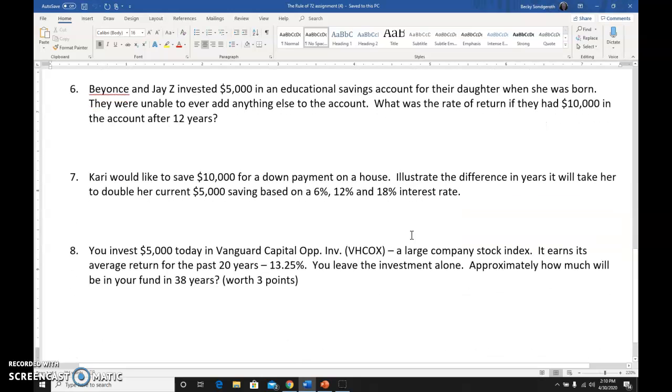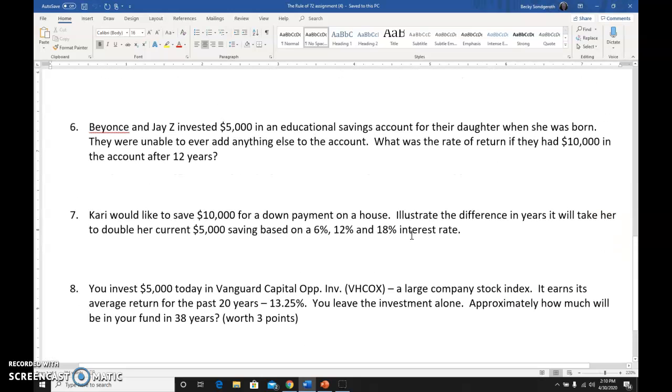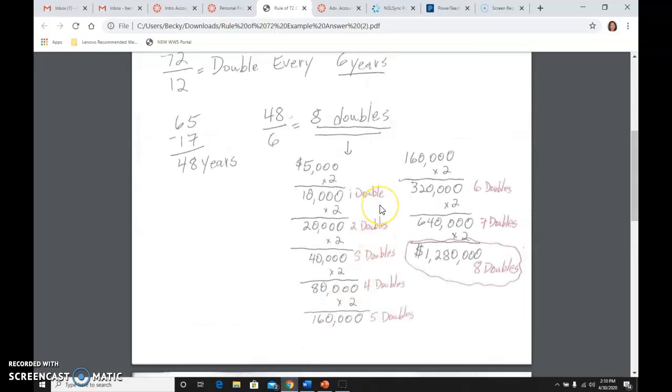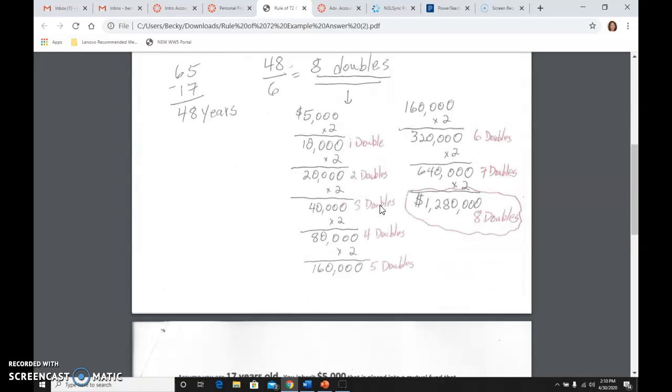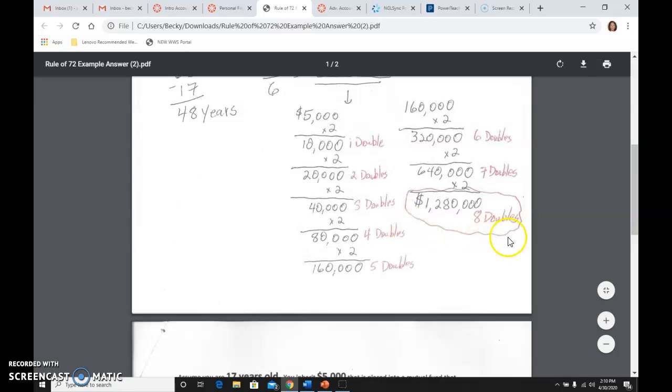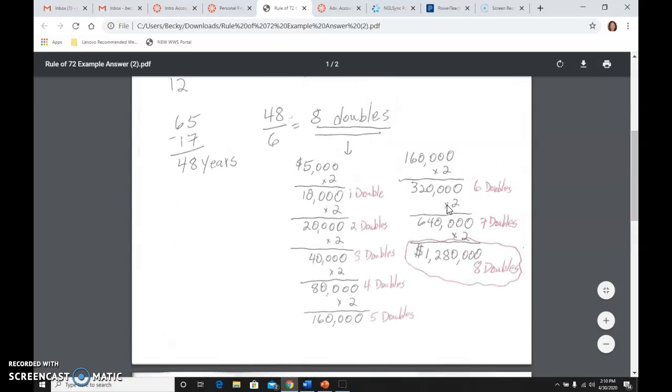So if you have questions as you start to go through this, let me know, but you may have to show the doubling calculation like we did in that example, or you may just have to show the 72 divided by some number to get an answer. But show all of your work and then circle your final answer so I know what your answer is, if it's a rate, if it's years, if it's dollars, or whatever. That's it.